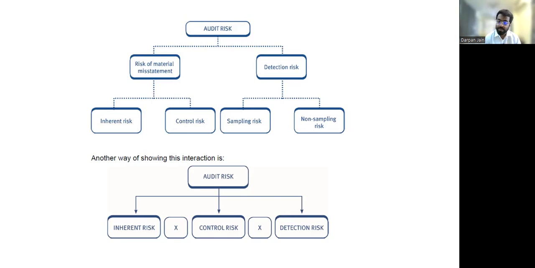And risk of material misstatement can be broken down into inherent risk and control risk. That is why we are saying that audit risk is a function of three risks: inherent risk, control risk, and detection risk.